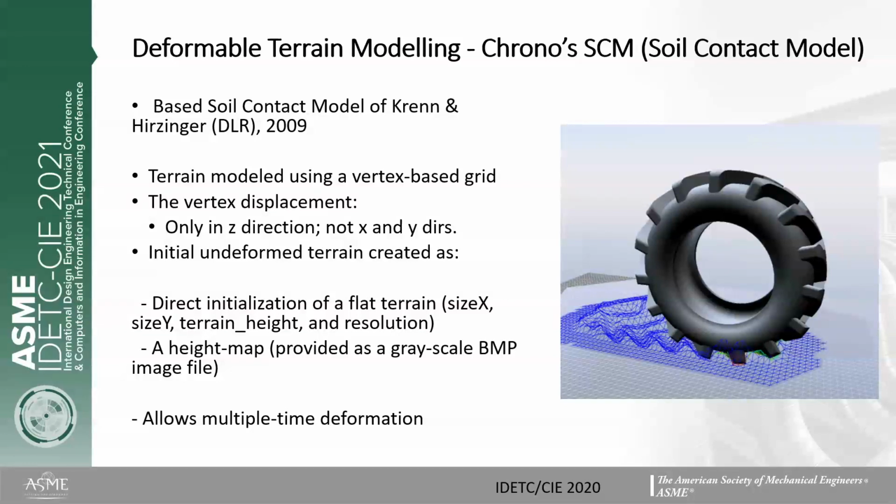Another point to be mentioned is that the SCM model allows multiple-pass deformation, which means it not only cares about the force applied on the wheel, but also the shape of the deformed terrain. So if the second wheel goes across the footprint of the previous wheel, the force can be computed correctly based on the deformed terrain.